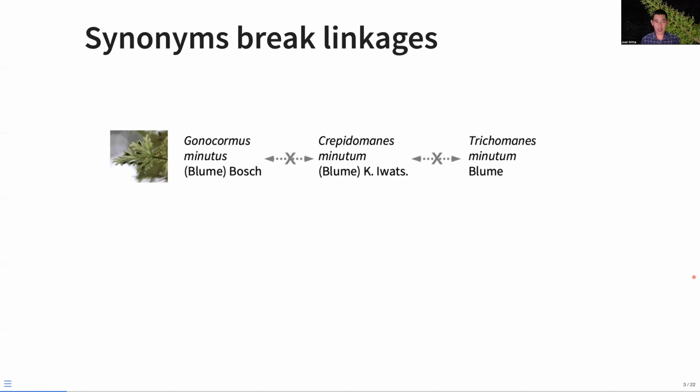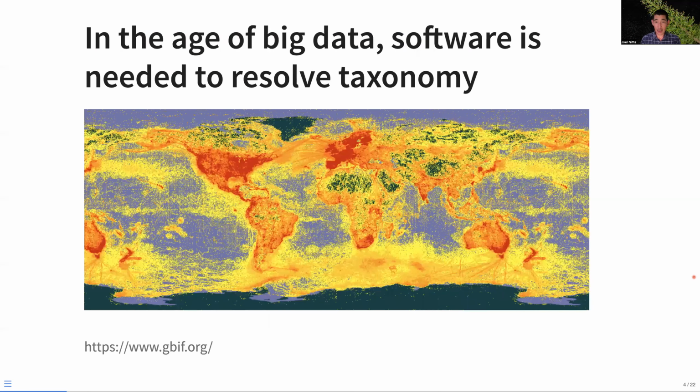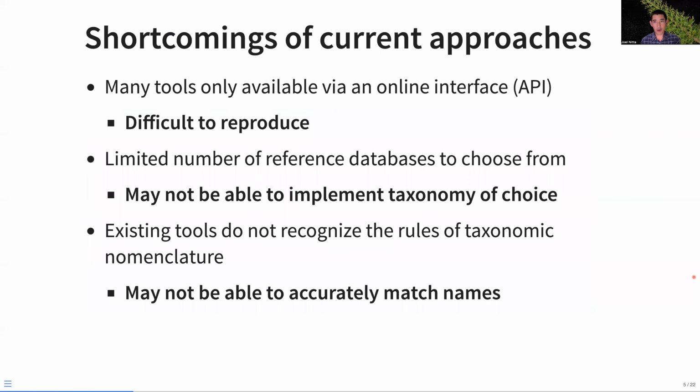Now, that's not such a big deal if we only have a small amount of data. But in the age of big data, it's really just not feasible to deal with this manually. We need to rely on software to resolve taxonomy. And I've found through my research that current approaches tend to suffer from some shortcomings.